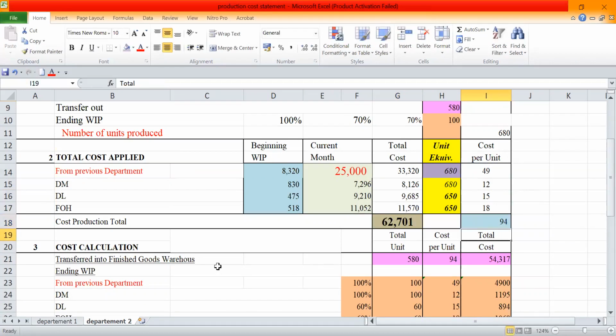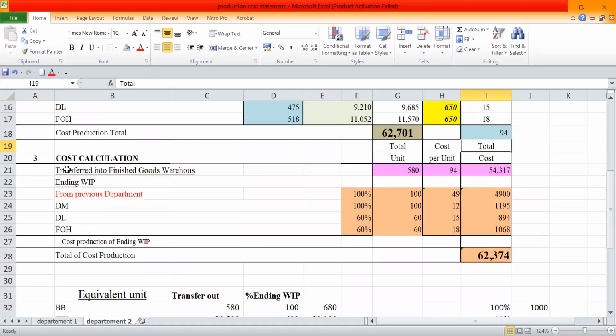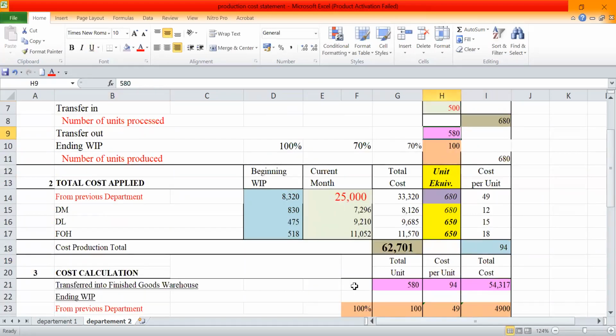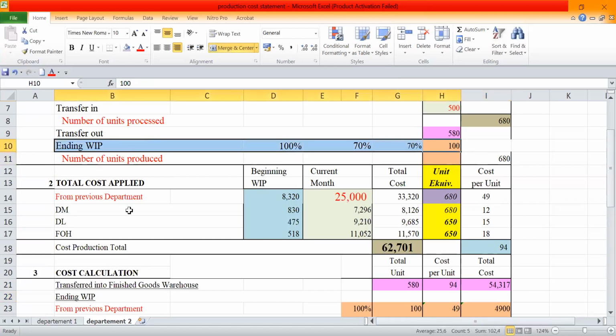Okay, so now for the third part of the cost calculation, the first is transferred into the finished good warehouse. The transfer out unit, which is the 580 here, how much is the total cost of it? We just multiply this unit with the cost per unit, right? Okay, so the total cost is it. And then now we're talking about how much the total in rupiah or dollar for the 100 ending work in process in here.